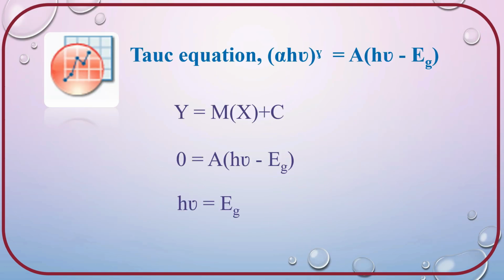If we compare the Tauc equation, (alpha h nu) raised to gamma is equal to A into (h nu minus Eg), with the standard form of a straight line, y is equal to mx plus c, putting y equal to 0 will bring us to the x-axis. Next, solving for the energy, the extrapolation of the linear region of the plot onto the x-axis gives the bandgap energy.